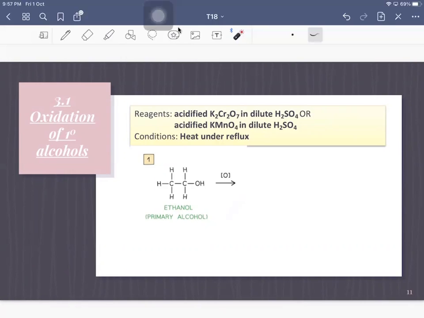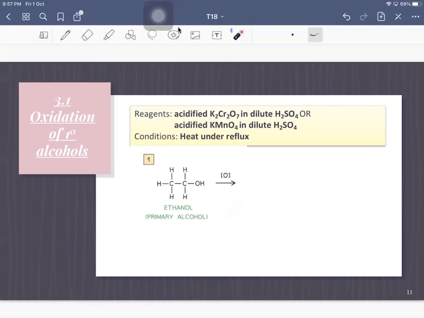So remember, when primary alcohol is partially oxidized, it turns into aldehyde. If you continue to oxidize the aldehyde further, then you will get carboxylic acid. So in this example, you have an ethanol to be oxidized using the oxidizing agent. Either you use acidified potassium dichromate or acidified potassium manganate.